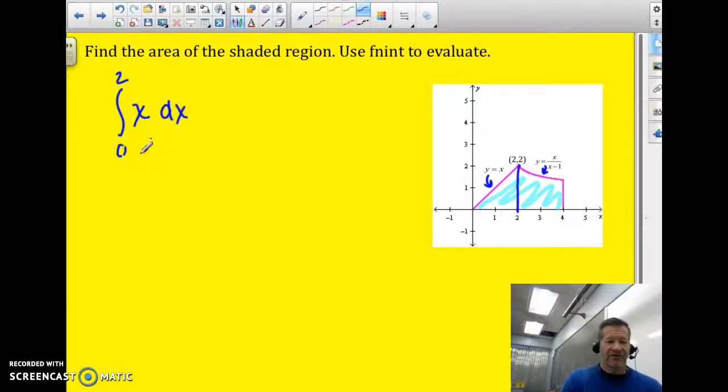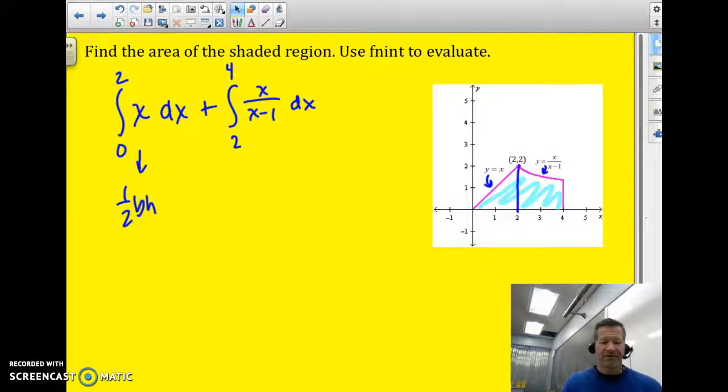And again, I either could have done that, or I just could have done a 1/2 base times height, okay? Plus, the rest of the area is from 2 to 4. That's not under x, that's under x over x minus 1, which we are not quite ready to find the antiderivative for yet. So we're going to use FNint.